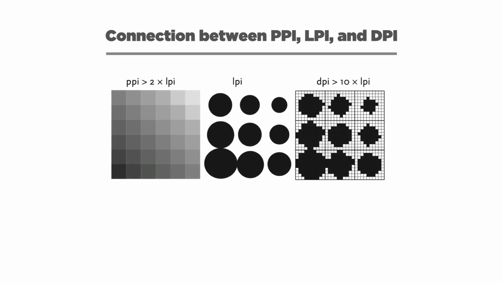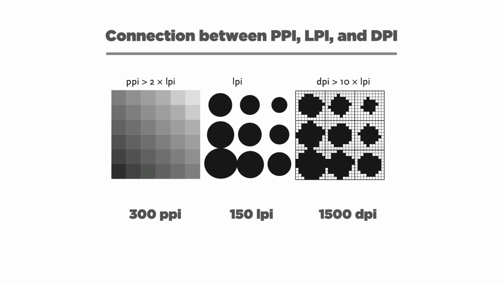The connection between PPI, LPI, and DPI. So once again, a digital image should have a PPI of at least double the screen frequency. And when you go to print the page on a printing press, a DPI of at least 10 times as large as the screen frequency is required. So for example, an output that requires 150 LPI, you need a 300 PPI file. When the printer outputs the file, it will use 1500 DPI.